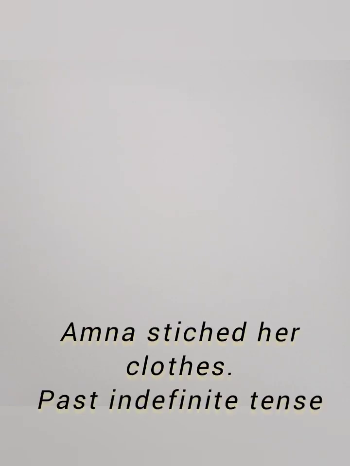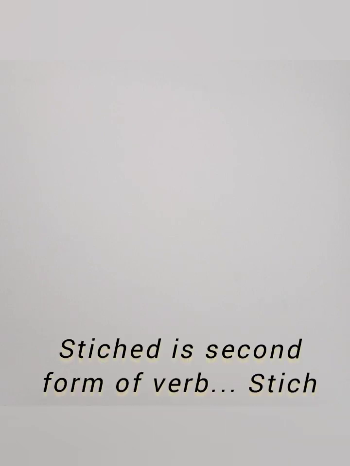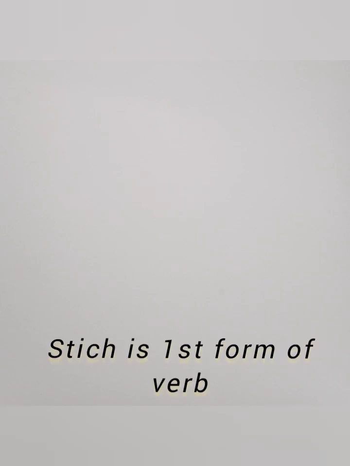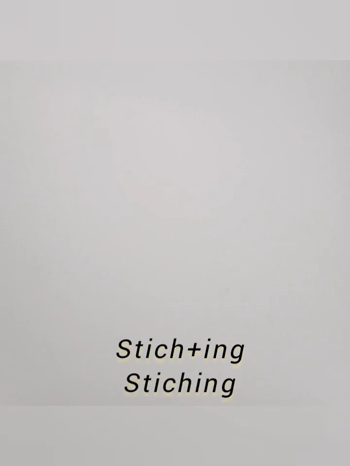Let's see. Amna stitched her clothes. Stitched is second form of verb stitch. Stitch is first form and stitched is second form. And it is a sentence of past indefinite tense. Amna was stitching her clothes. It is the sentence of past continuous tense and stitch is the first form of verb, and along with first form of verb there is addition of ing because it is the sentence of past continuous tense.